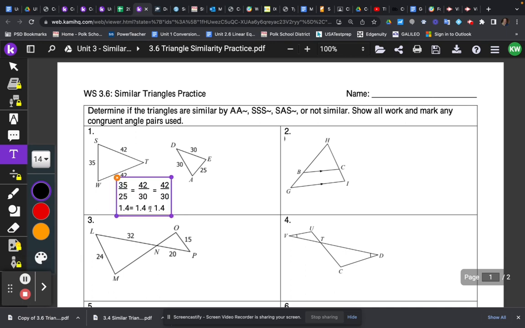Since they are all equal to one another, I can now say that yes, I can prove that triangle STW is similar to triangle ADE, could also be EDA, since it's isosceles. With what? That's right, side, side, side.